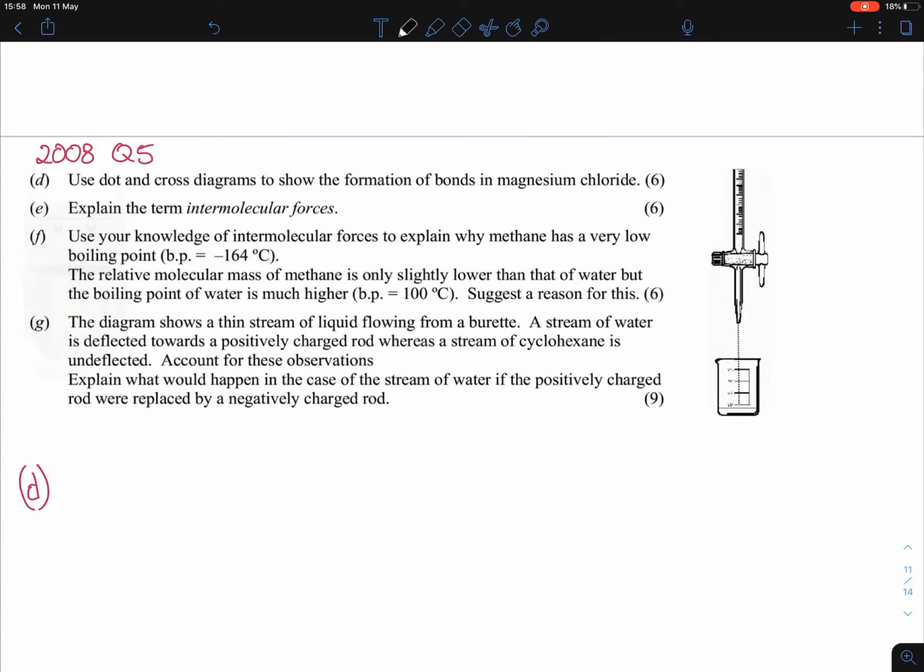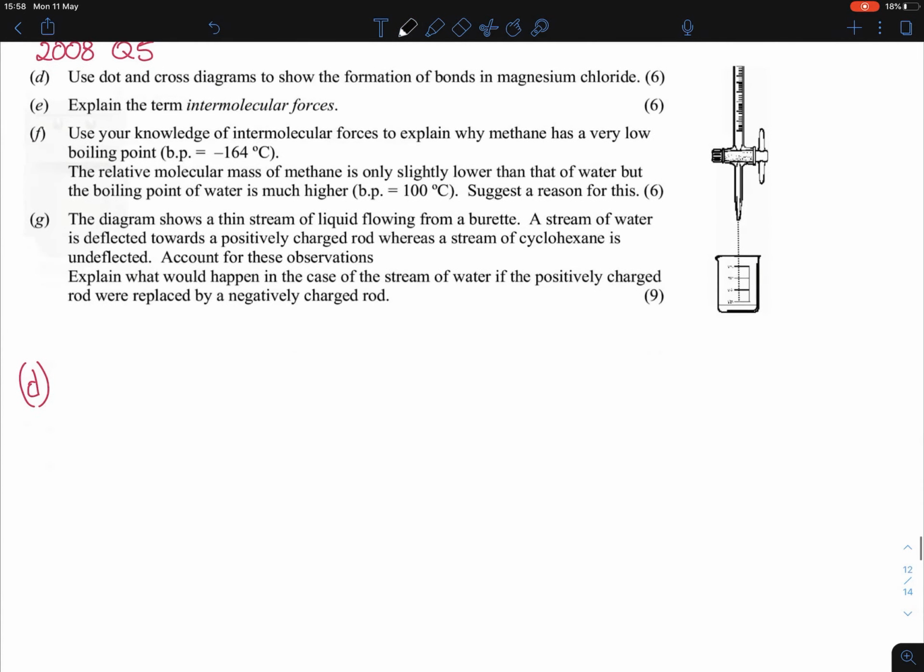Now, before you do any of these, if you're not sure whether it's ionic or covalent, it's very simple to figure this out. Go to electronegativity and get the difference. So we have magnesium and we have chlorine. If you look at your electronegativity tables, magnesium is going to be 1.2, and chlorine is going to be 3.0.